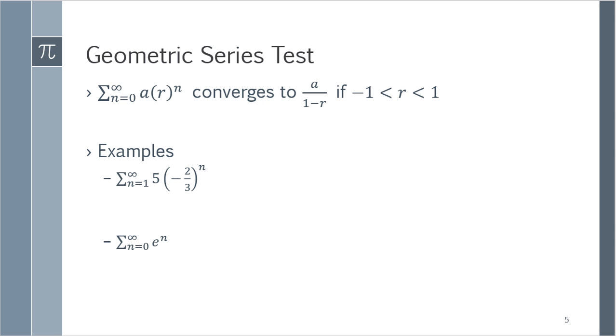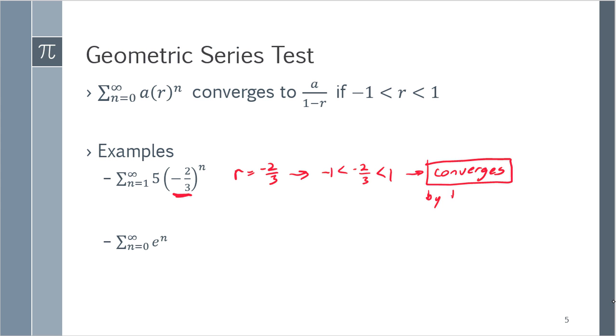So if we look at some examples here, if I have the series where n goes from 1 to infinity of 5 times -2/3 to the n, this is my r. So r is -2/3. And since -2/3 is between -1 and 1, this means that the series converges by the geometric series test.